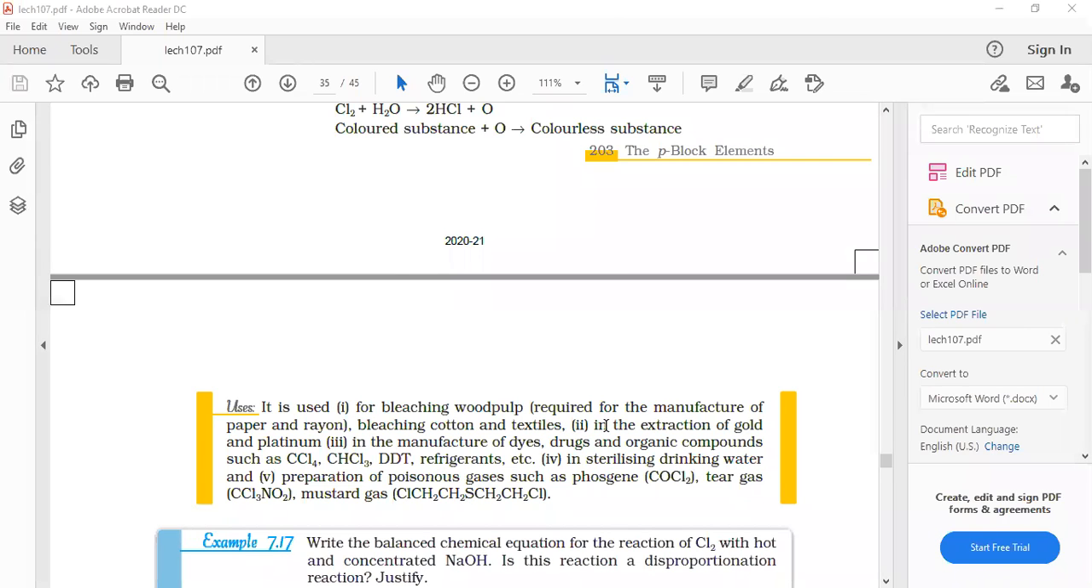In the extraction of gold and platinum, also in the manufacturing of dyes, drugs, and organic compounds like carbon tetrachloride, chloroform, DDT, refrigerants. It is also used in sterilizing drinking water, and in preparation of poisonous gases like phosgene, COCl2, tear gas, CCl3NO2, and mustard gas, ClCH2CH2SCH2CH2Cl, thiodiethyl chloride.